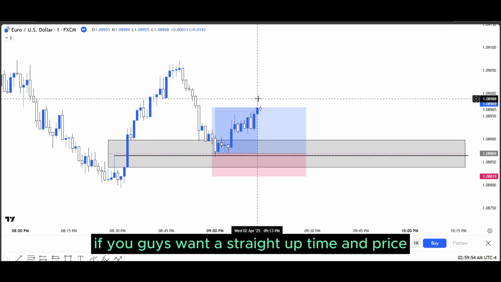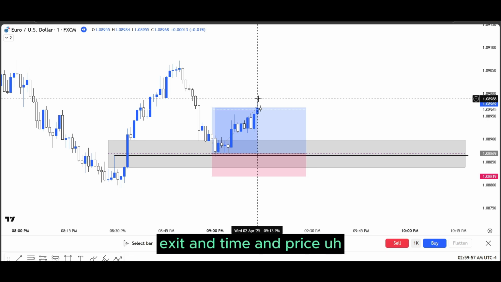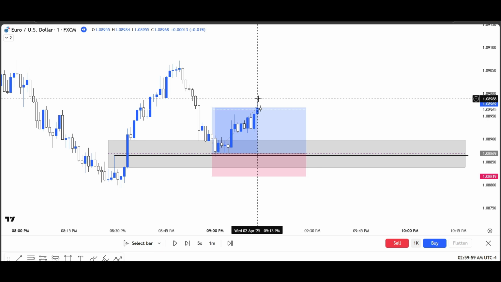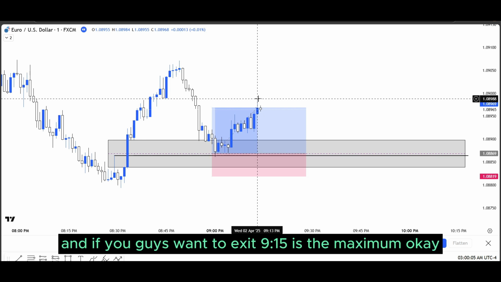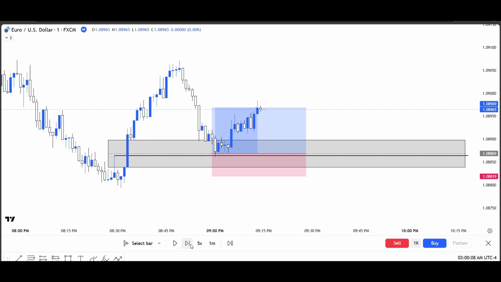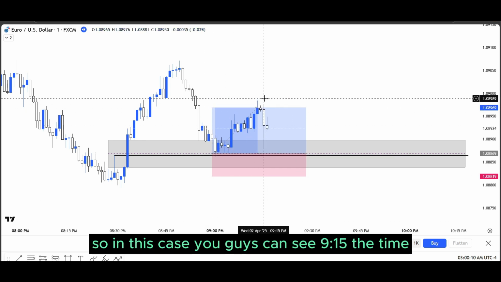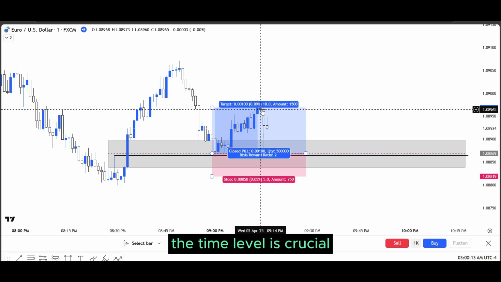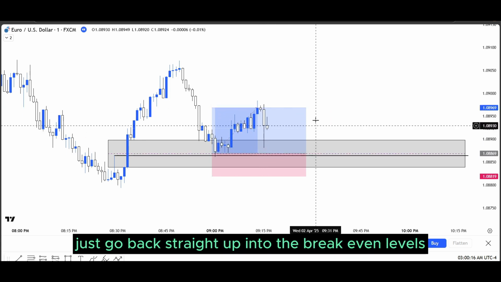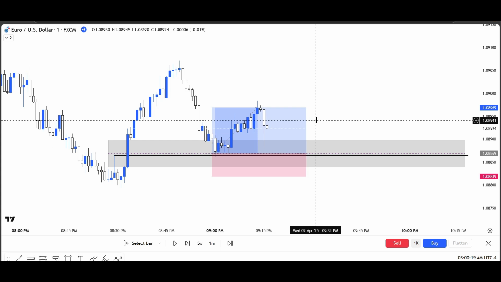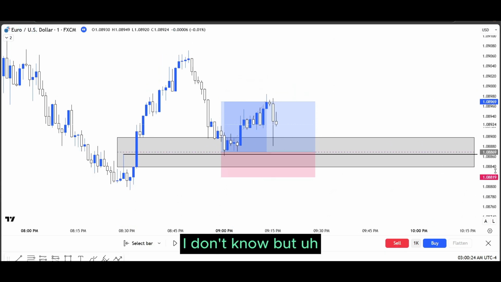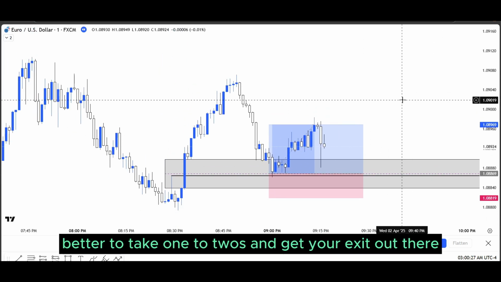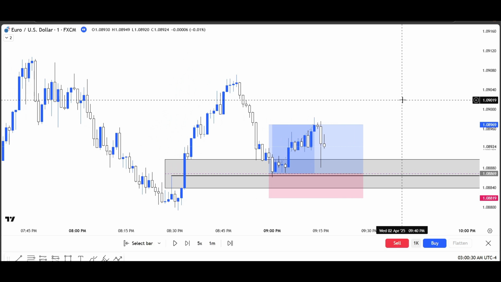So the thing is, if you guys want straight up time and price entries and exits, make sure to take your entry at sharp 9 p.m., and if you want to exit, 9:15 is the maximum. In this case, you guys can see 9:15, the time level is crucial. It just got back straight up into the break-even levels. So if somebody just held that trade down to break-even levels, it might have got hit, I don't know. But the thing is, it's better to take 1 to 2R and get your exit out there. That's how you make easy profits in the Asian session.